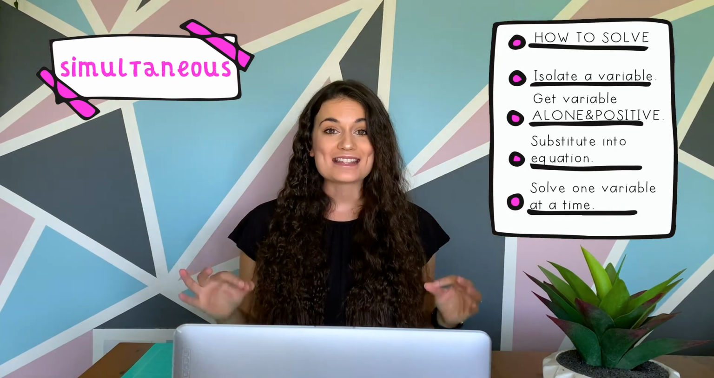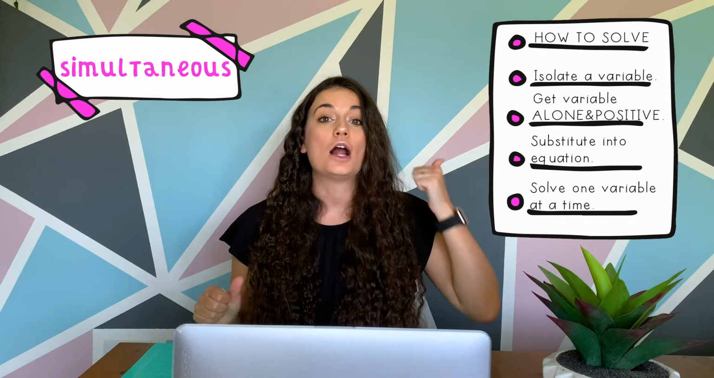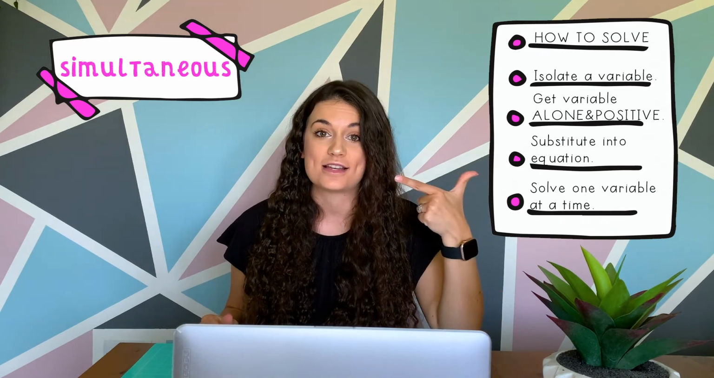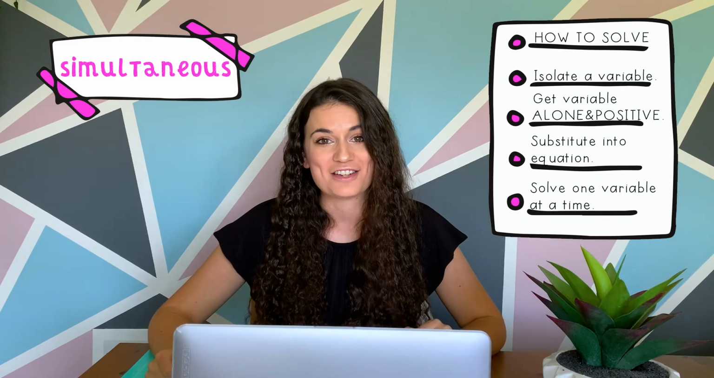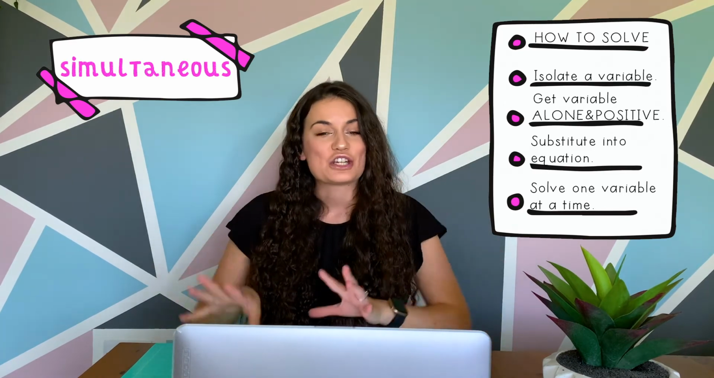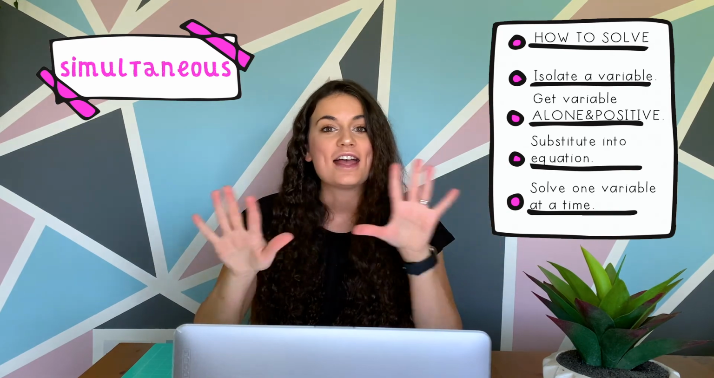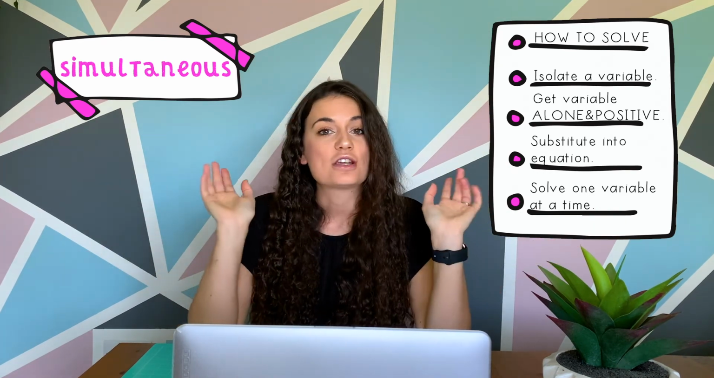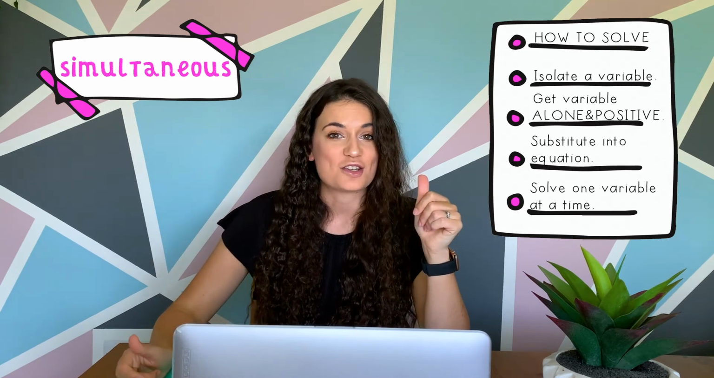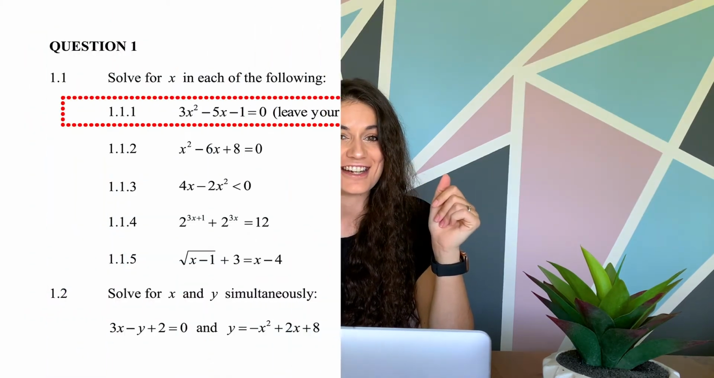Now, what does it mean to isolate a variable? It means to get it alone and positive. So the variable has to be alone, the variable has to be positive. Then you're going to substitute it into your next equation and solve. Remember, we could use substitution, we could use elimination, whichever one you prefer, that's the one that you need to perfect. Let's get straight in.